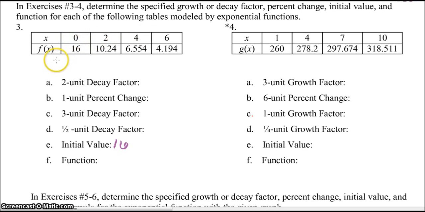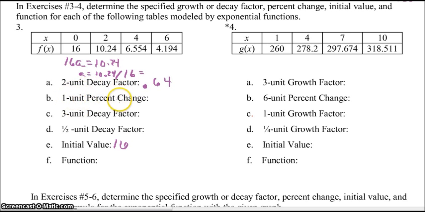So we can find the 2 unit decay factor. If we call that A, 16 multiplied by A, our 2 unit decay factor, should give us 10.24. Or A is just 10.24 divided by 16. And I get 0.64. There's the 2 unit decay factor.